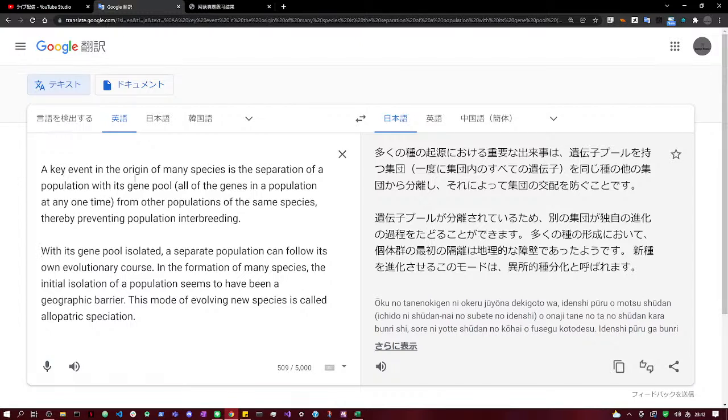A key event in the origin of many species is the separation of a population from its gene pool, all of the genes in a population at any one time, for the other population of the same species to evolve.